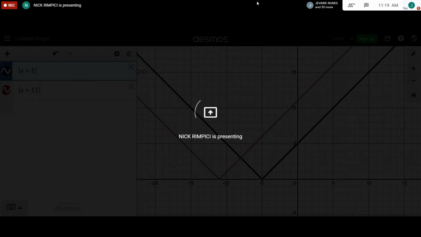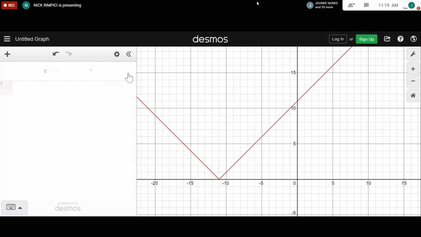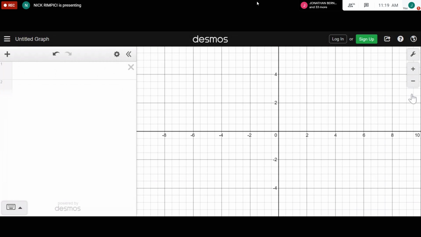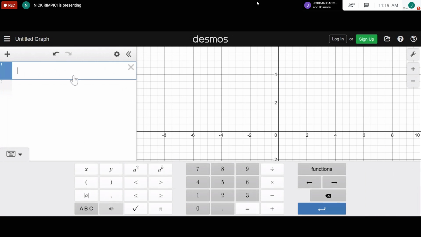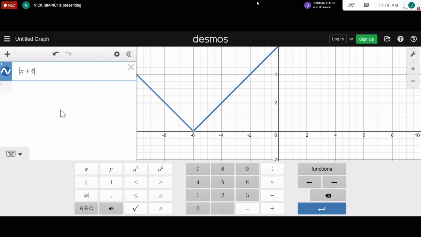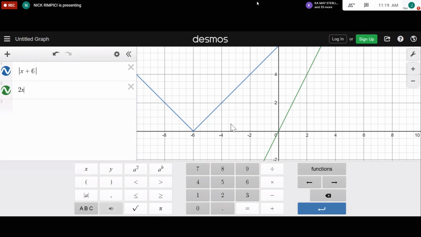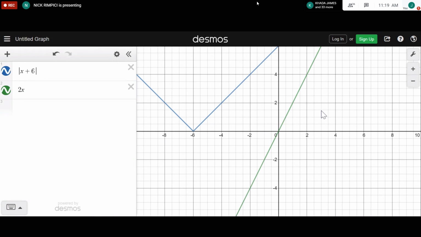So I'm just going to clear out the stuff we had in Desmos from earlier. Okay, and now we're checking the absolute value of x plus 6 and 2x. So here they are, and you're looking at, oh, I don't see them intersecting. Well, if you don't see them intersecting, zoom out.